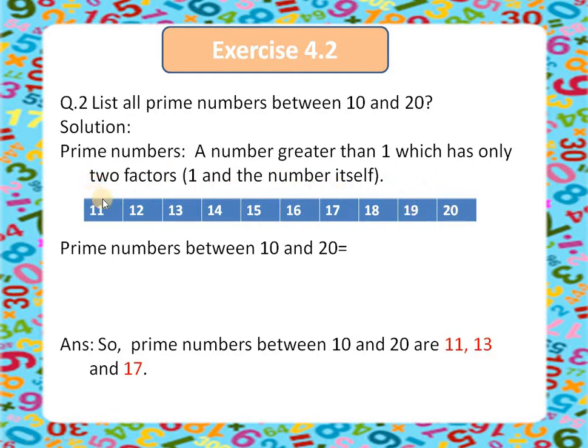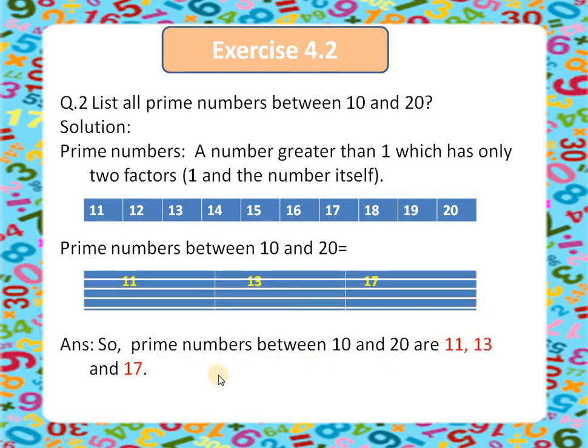So if you look closely, what are the numbers we have got here? 11, yes, you can say it is a prime number. 12, no. 13, yes. 14, no. 15, again, no. 16, no. 17, yes. 18, no. 19. So we have to look before 20. So what we have got here as prime numbers. So prime numbers between 10 and 20 are 11, 13 and 17.